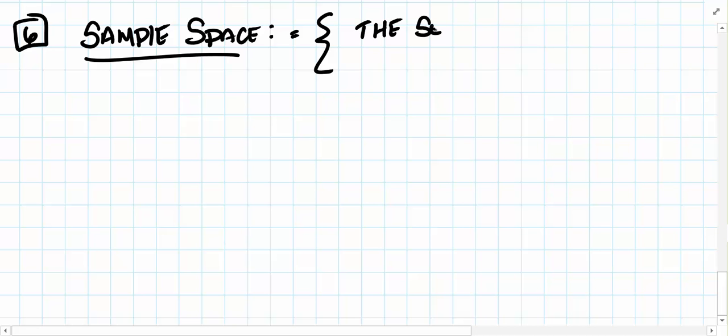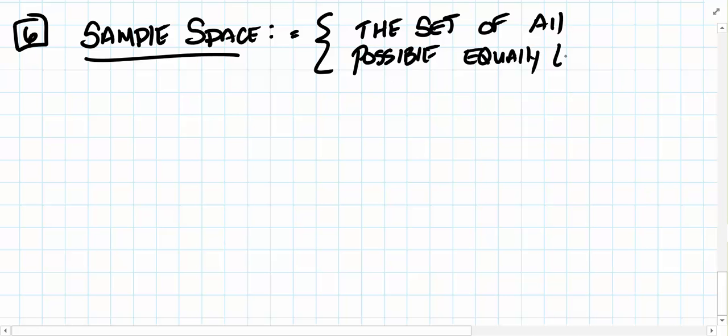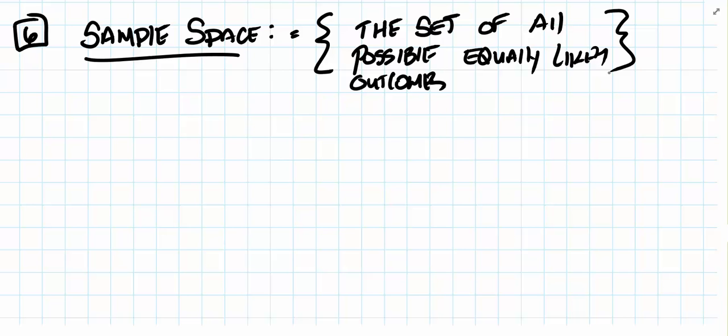The definition for sample space is the set. So this is important. It's a collection of objects, a collection of things. It's a set of all possible, equally likely outcomes. Alright, this is very important. The sample space is the set of all equally likely outcomes. This plays a giant role in discovering what's known as theoretical probability, which is what most people calculate when they're taking a probability.